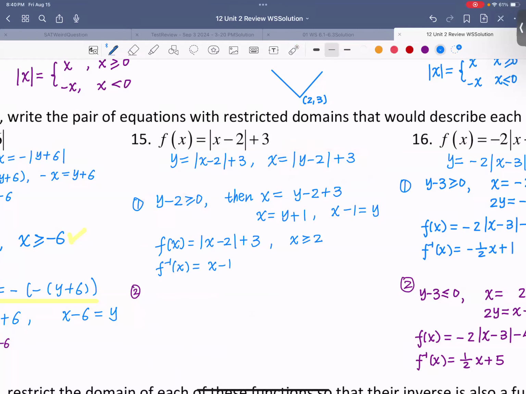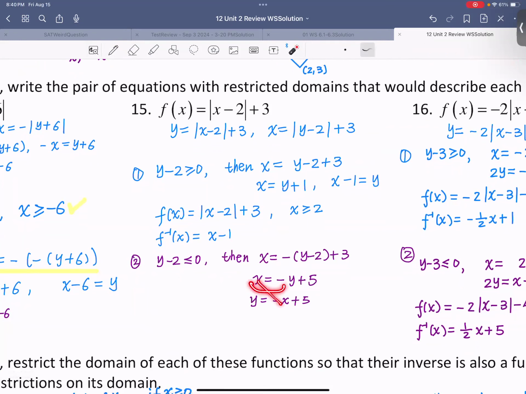Y minus 2 is less or equal to 0. Yes. So then you would do the negative version of what she did. So x would equal negative y plus 2 plus 3. I will put an additional step, okay? So x equals negative y plus 5. Plus 2, plus 3, oh, plus 5. Yeah, good. You're correct. And then you solve this. So y equals negative x plus 5. Perfect.